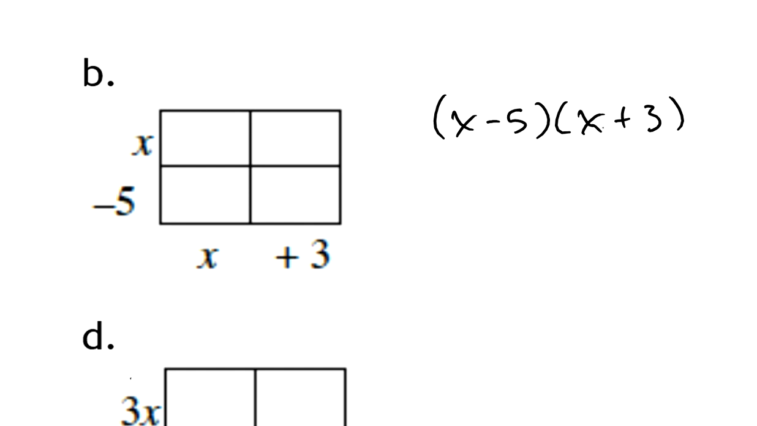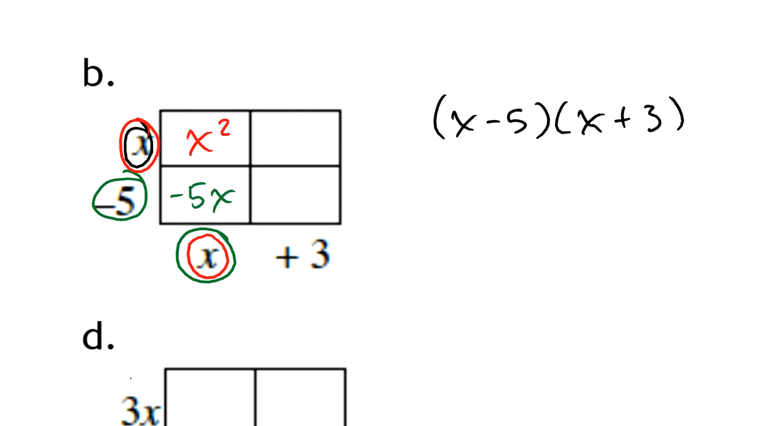The first one I'll circle in red. When I multiply x times x, I get an x squared. When I multiply the negative 5 times x, this is negative 5x. I'll do the positive 3 times the x, and I get a positive 3x. And then finally, the last one I'll do in black. When I multiply negative 5 times 3, I get negative 15.